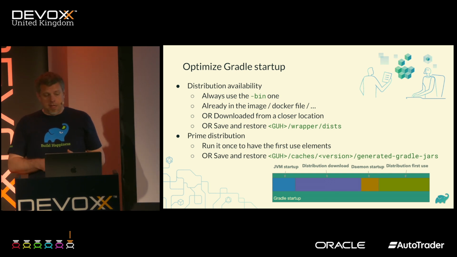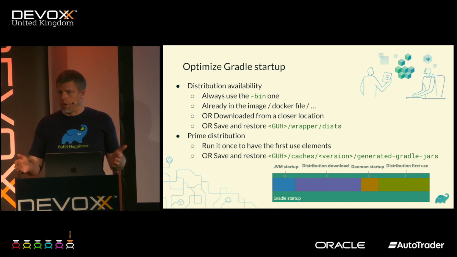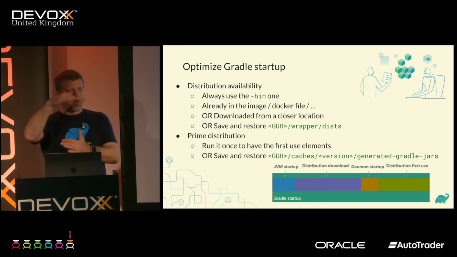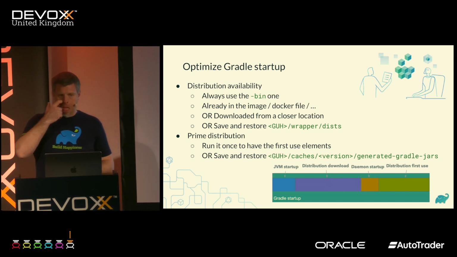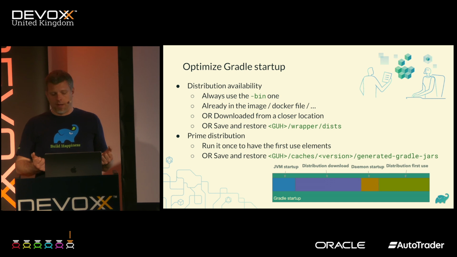The second step is we need to prime the distribution. Run it once. Run Gradle help on an empty folder. You will see Gradle starting a daemon, generating jars, and then saying, hey, there is no project here. Here is what you can do, and here is the standard help message. And then after that, you can run builds. And again, that step is something you can do when baking that image, when creating that Docker file.